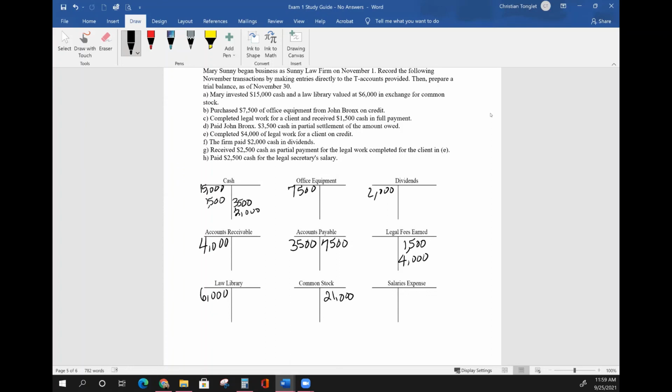G, received $2,500 cash as partial payment for the legal work completed for the client in E. All right, so they're paying me some money. They're giving me $2,500.